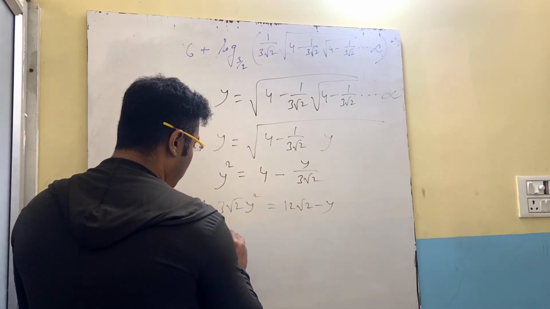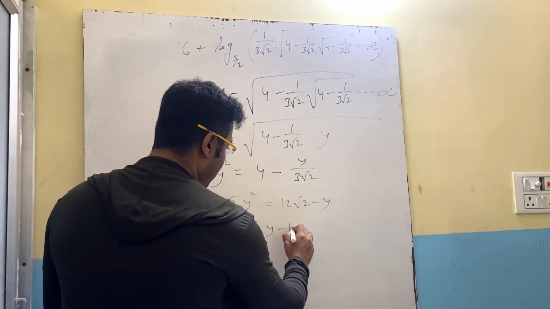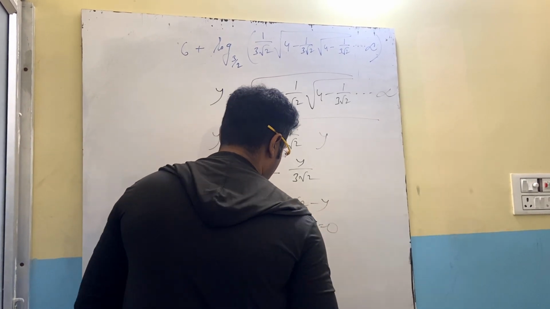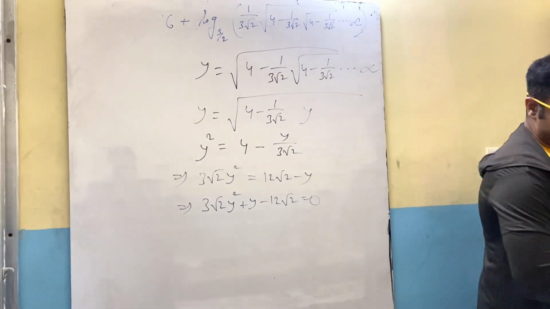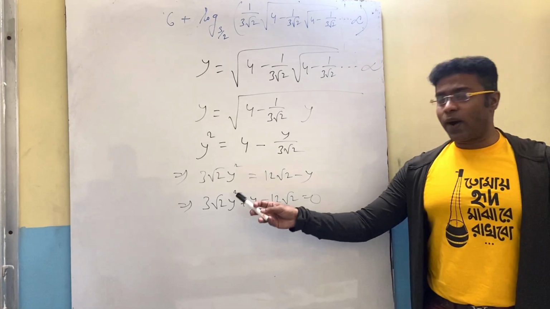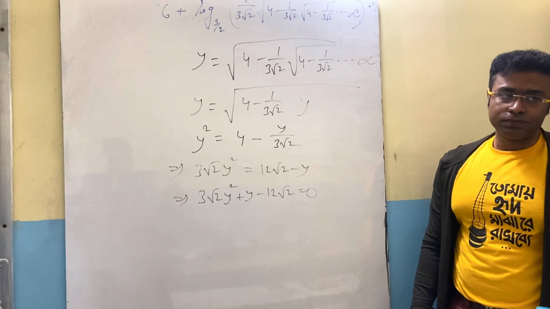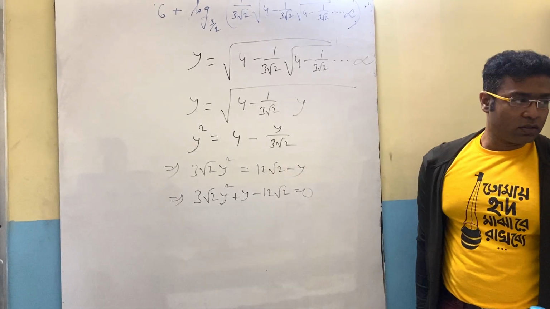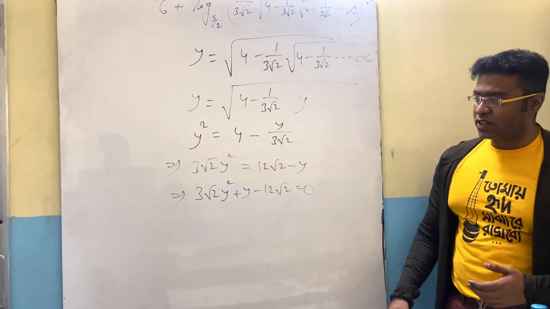You take the entire part to the LHS, that is 3 root 2 y square plus y minus 12 root 2 equal to 0. Okay? 3 root 2 y square plus y minus 12 root 2 equal to 0. So it is getting into a quadratic. So we have to find the value of y from this quadratic. So we have to basically factorize it.